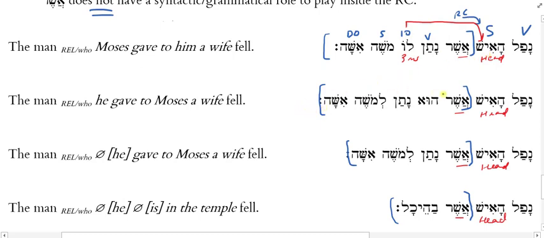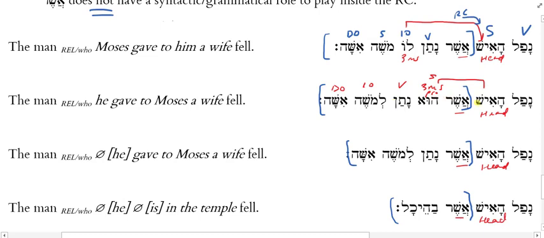Number 2. Nafal ha'ish, the man fell, but this man is going to be described by this relative clause. The man who, or which, who, 3ms pronoun, Nathan gave Moshe, to Moses. So there's my indirect object. This is the subject. There's my verb. And Isha is my direct object here. So what have I got? He gave to Moses a wife. Which one of these is co-referential with the head ish? Right, it is the word who, which is functioning as the subject of the verb Nathan.